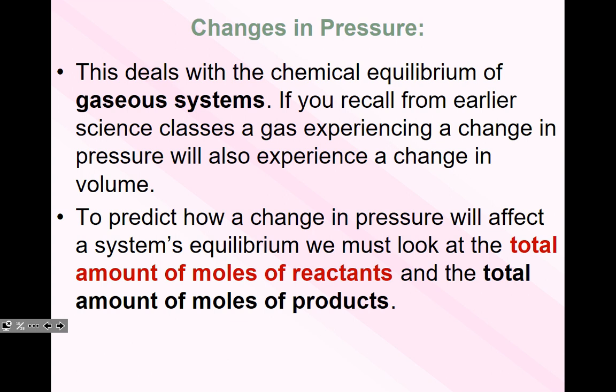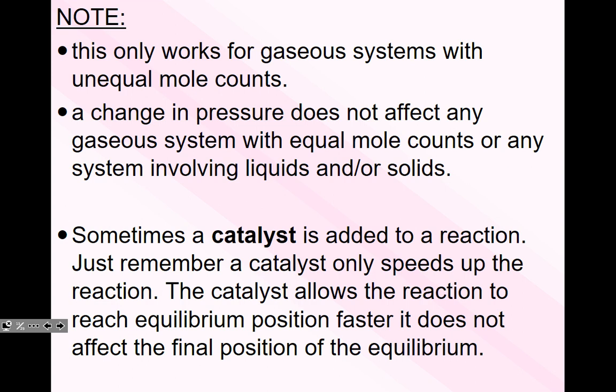To predict how a change in pressure will affect the system's equilibrium, we must look at the total amount of moles of reactants and the total amount of moles of products. And we'll look at a specific example a little later on. This only works for gaseous systems, and a change in pressure does not affect any gaseous system with equal mole counts. If there's an equal number of moles on the products and the reactants, you will not get a shift.